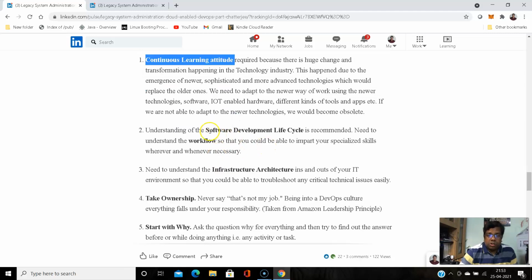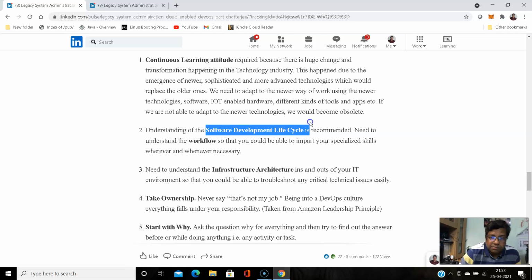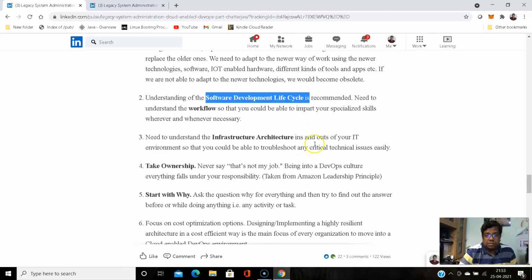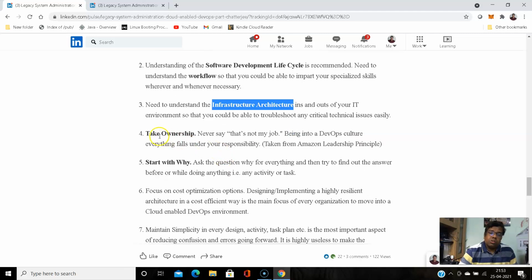You should have knowledge of the software development life cycle, because you need to work with the developers. You should know your infrastructure in a better way. You should have the ownership capability, like you need to take ownership. You should not say that's not my job. Being in a DevOps culture, everything falls under your responsibility.